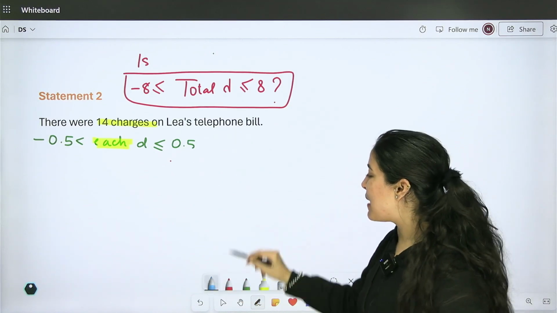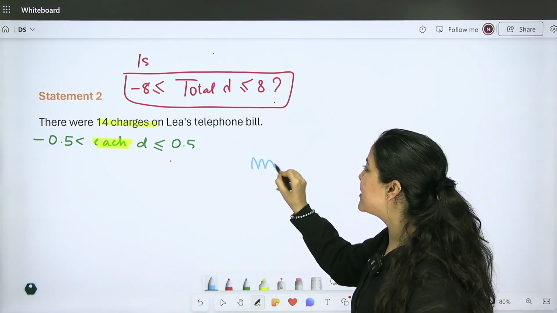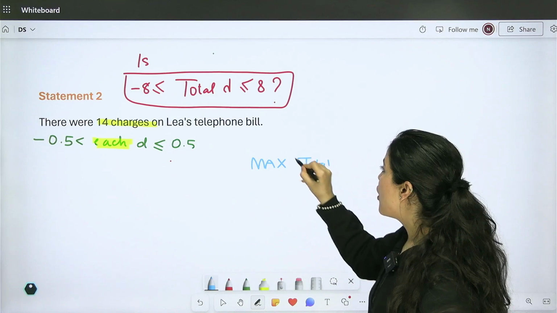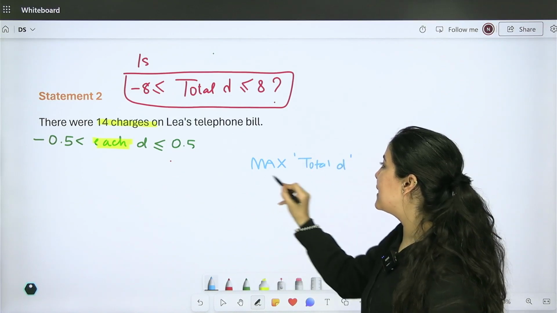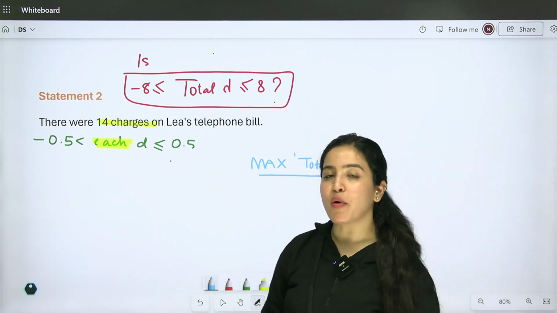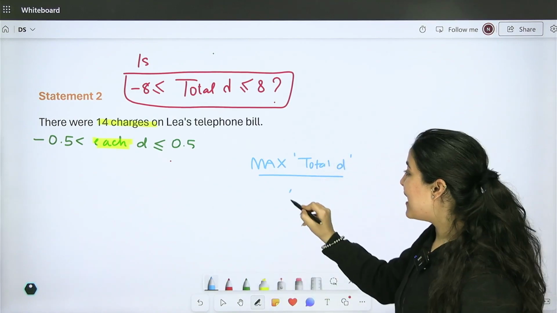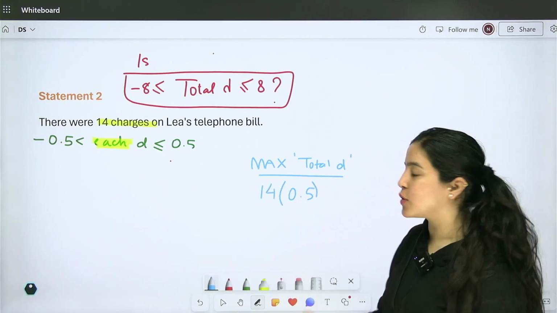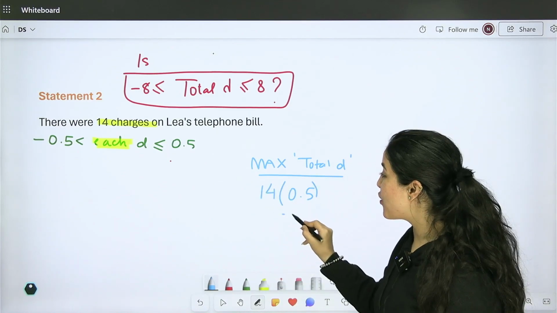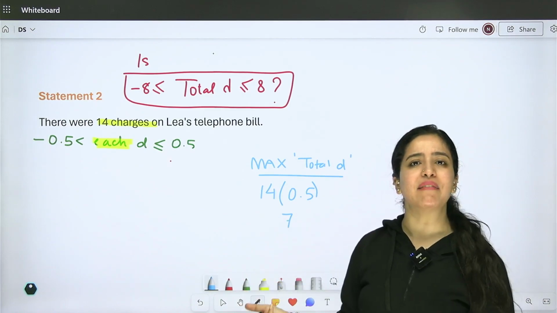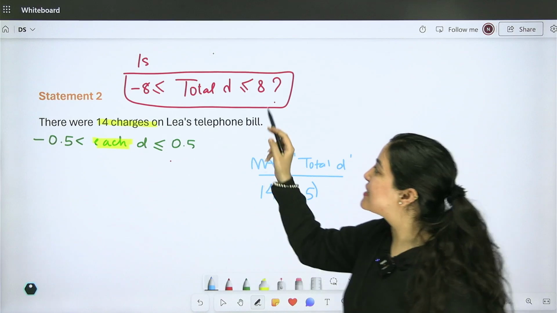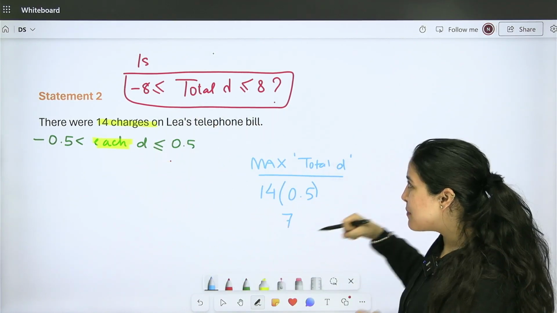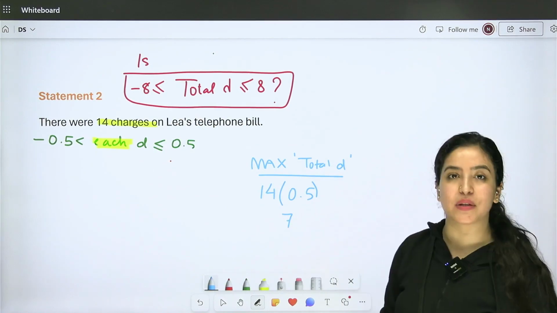Now, think about the maximum deviation that could be there. So, maximum value of this total D. Think about it. Maximum is a 0.5. If I have 0.5 deviation all 14 times also, even then your total deviation is 7. And 7 is definitely in the range, which means the maximum I could increase is within the range.